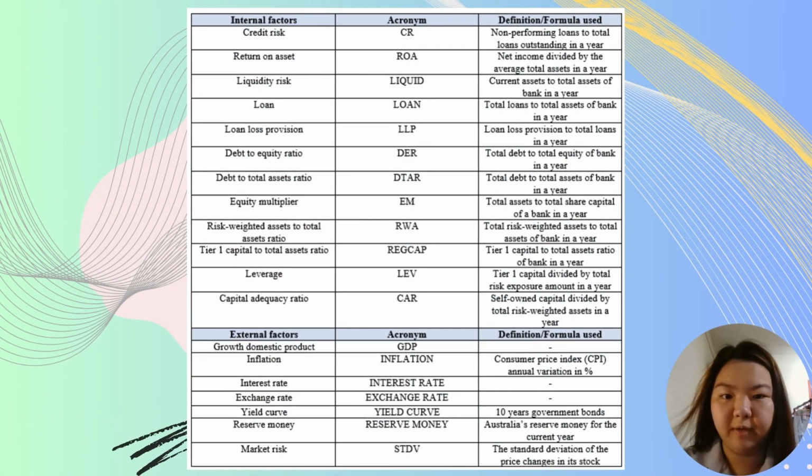For this study, credit risk will be the dependent variable, together with the independent internal and external variables. The independent internal variables for this research include return on asset, liquidity risk, loan, debt to equity ratio, debt to total asset ratio, equity multiplier, risk weighted asset to total asset ratio, Tier 1 capital to total asset ratio, leverage and capital adequacy ratio. The independent external variables include GDP, inflation rate, interest rate, exchange rate, reserve money, and market risk.